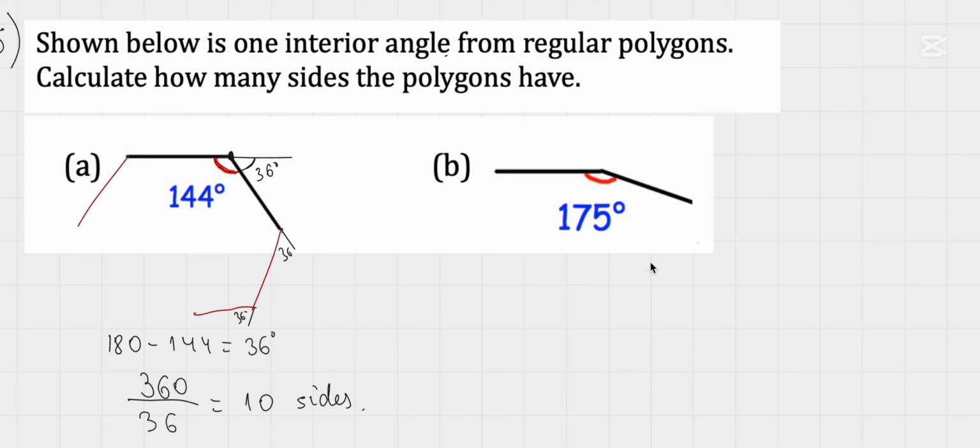Let's look at B. B is similar to this. Again, the interior angle is given. Let's find this exterior angle, which is 180 minus 175, which is 5 degrees. And to find how many 5s you have or how many exterior angles you have or how many sides you have, just again divide 360 by 5, you will get 72. So basically you have 72 sides. It is too much.